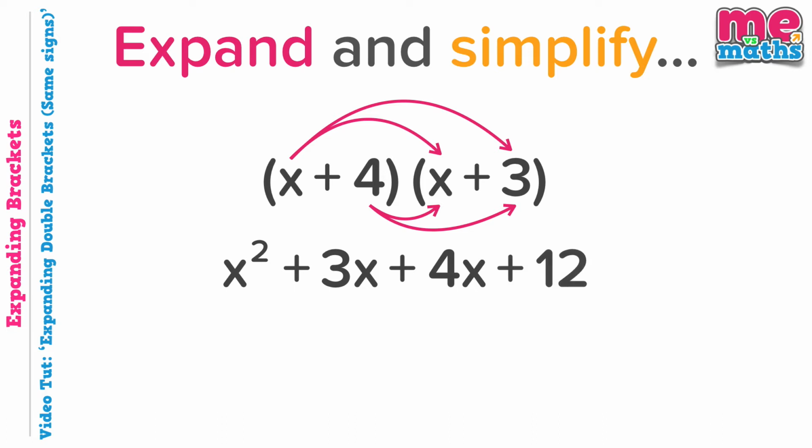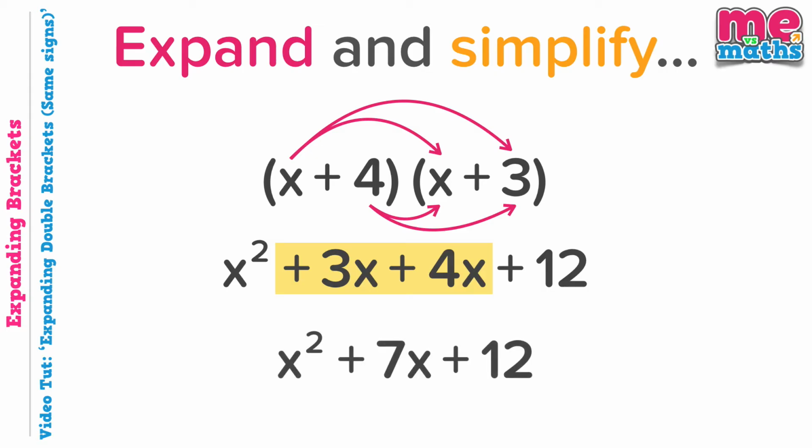If we look back at the way this question was phrased, we were instructed to expand and simplify. The part we can simplify is here. We have 3x and another 4x, so altogether we have 7x, giving our final answer as x squared plus 7x plus 12. A common mistake here is to try and simplify the x squared plus 7x. You can't do this as simple x's are not the same as x squareds, so we can't collect those terms together.